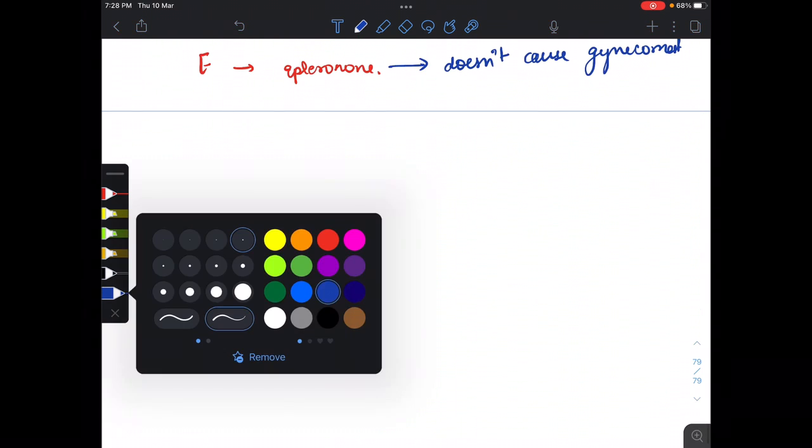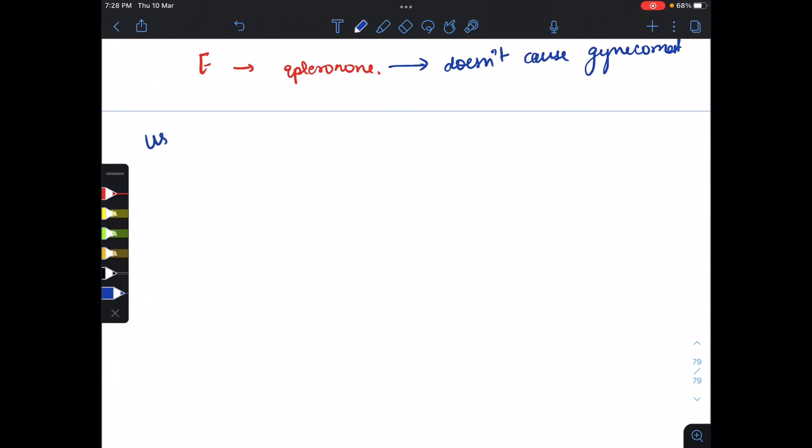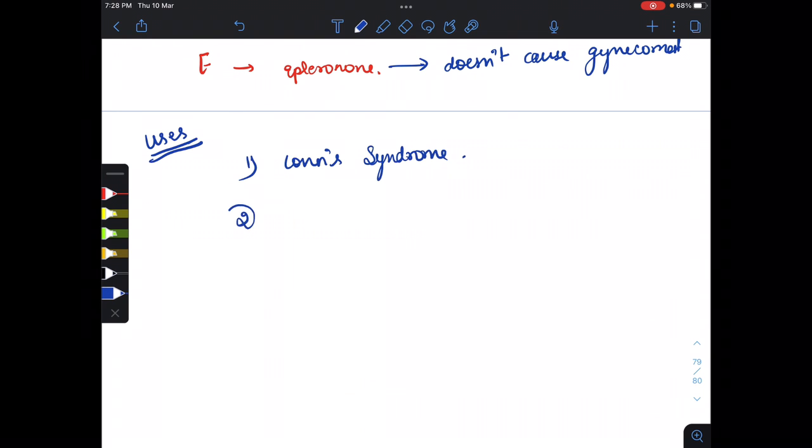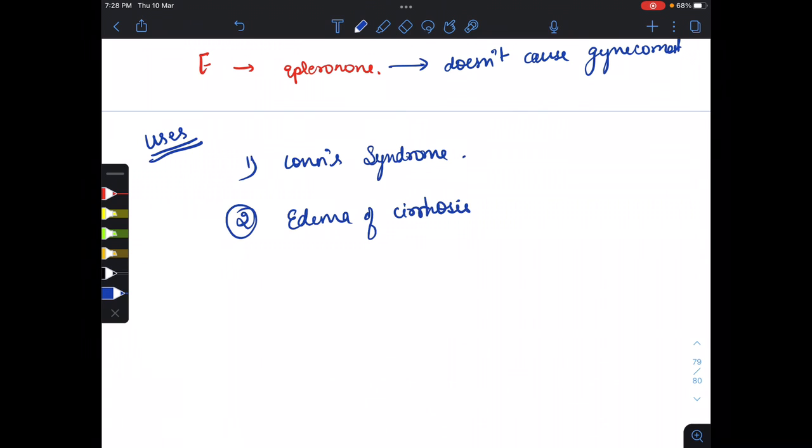Now we have to learn the uses of the potassium sparing diuretics. The first one, we can use in Conn syndrome. We also use potassium sparing diuretics in the edema of cirrhosis, because there is a compensatory increase in aldosterone in cirrhosis patients, so there is retention of water which leads to the edema. So in that case also we can use them.